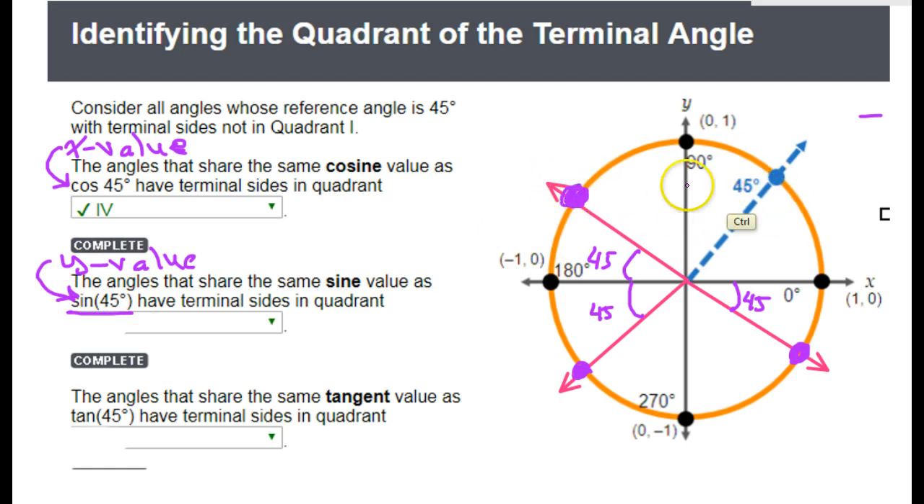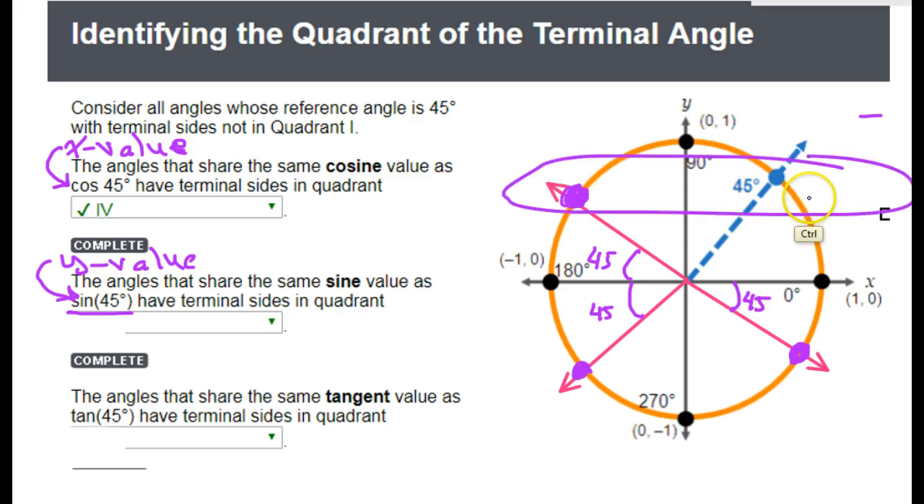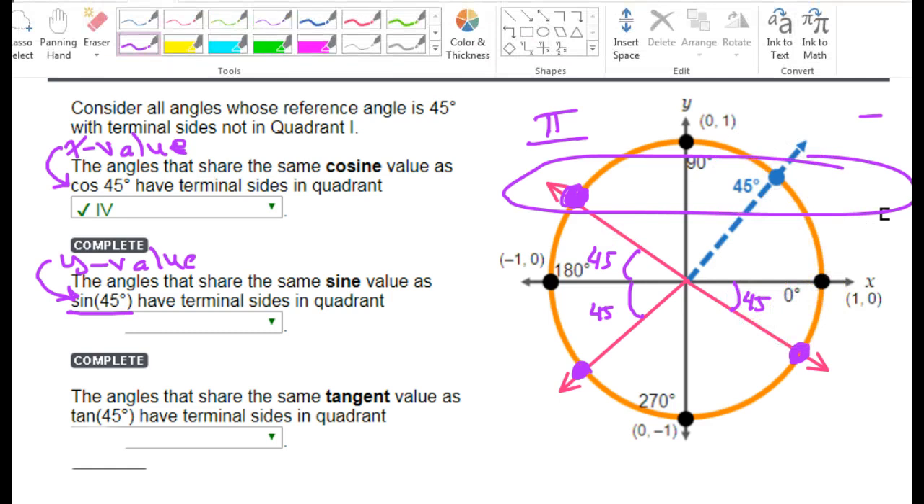Okay, does this point and this point have the same y value? Yes, these have the same y value. They're both at the same height. So quadrant 2 is going to be good. Okay, let's look at the other ones.